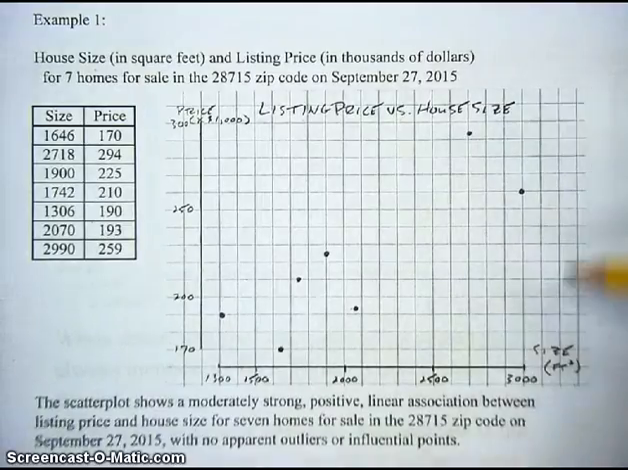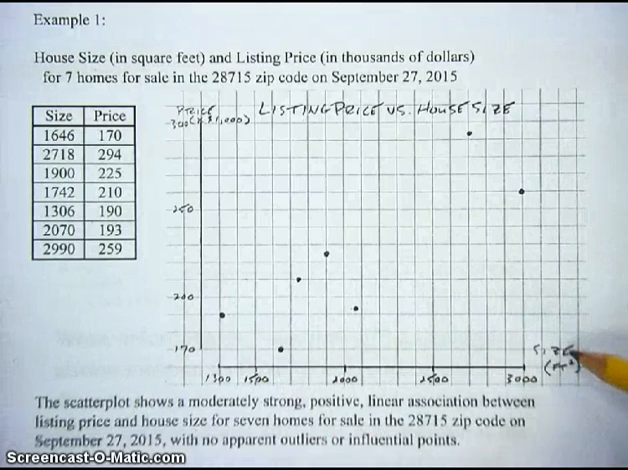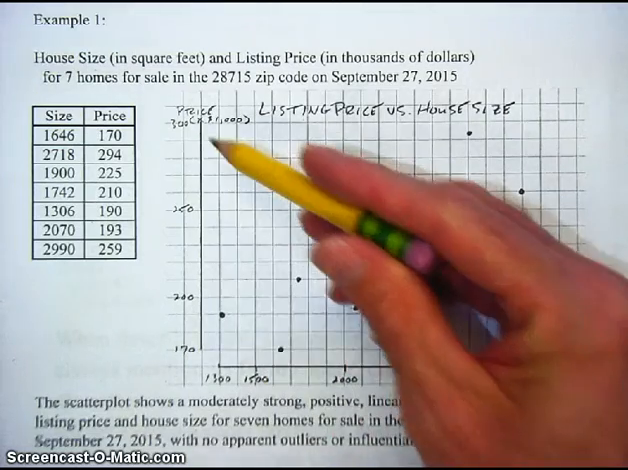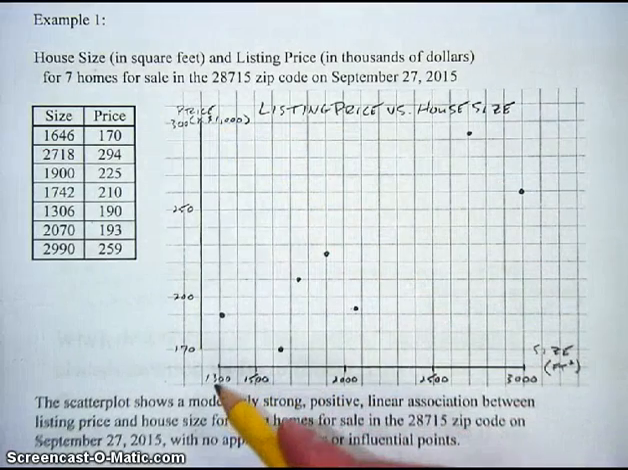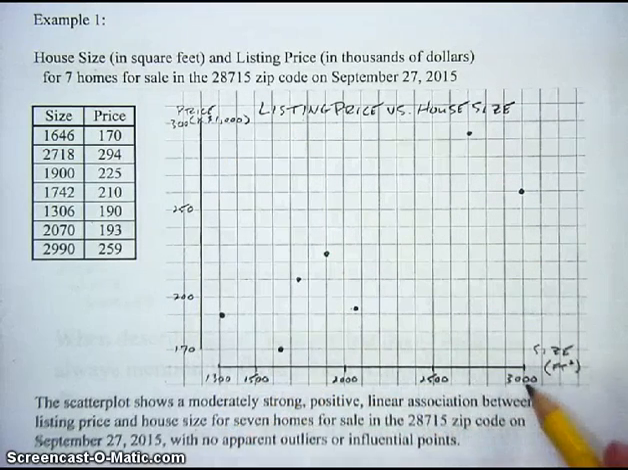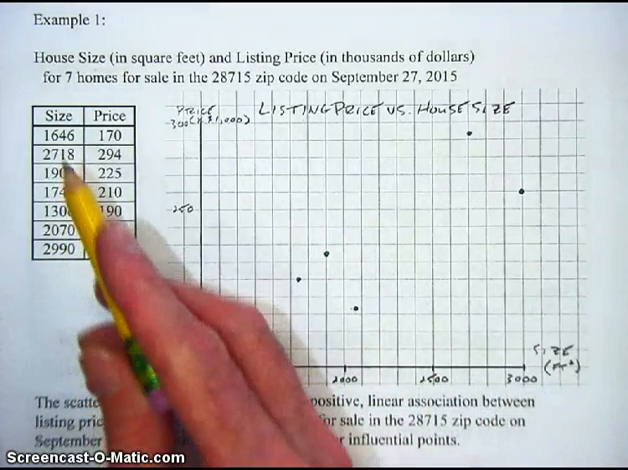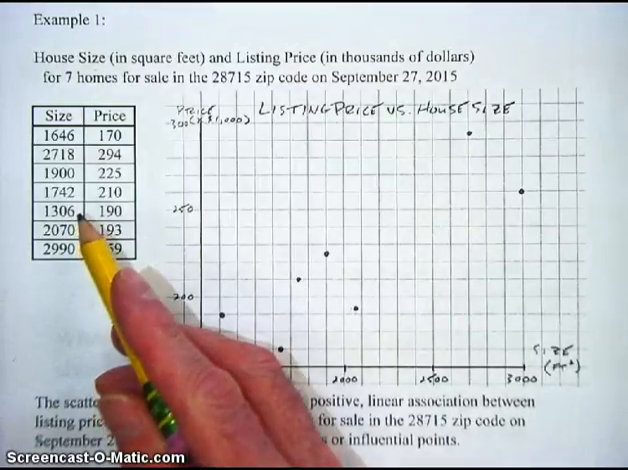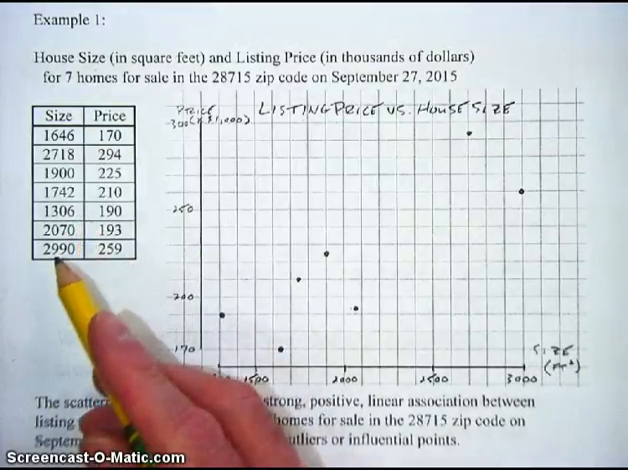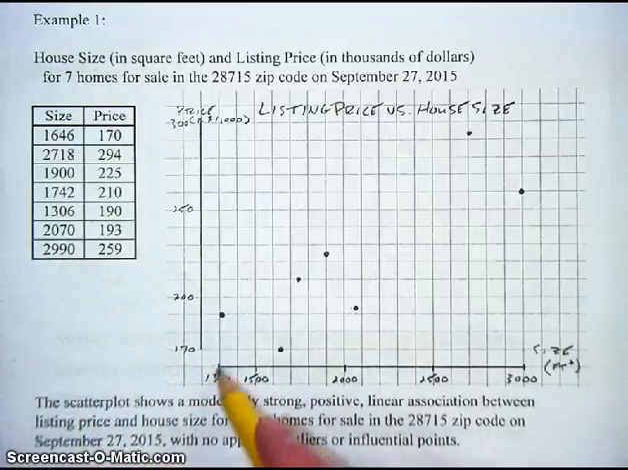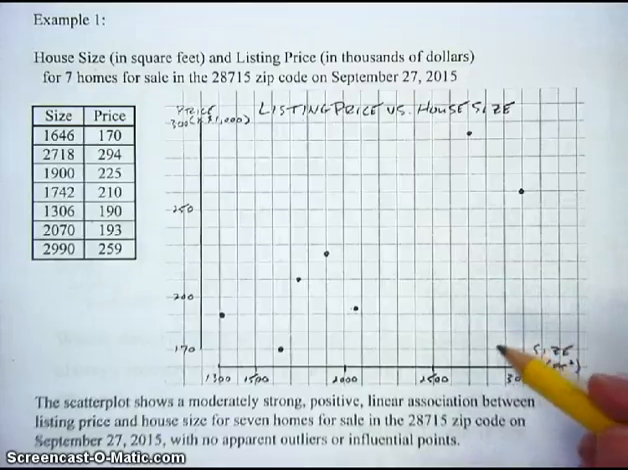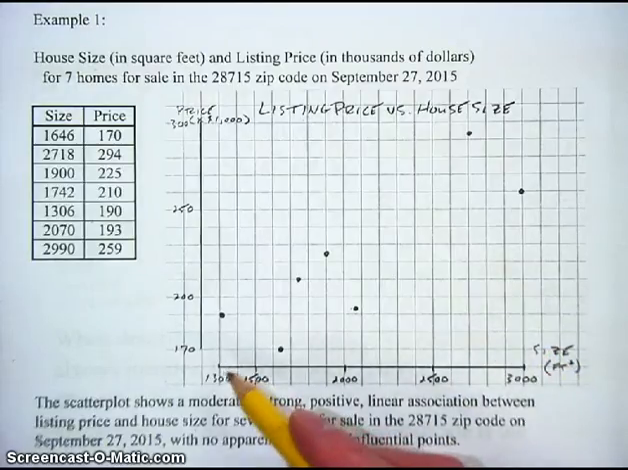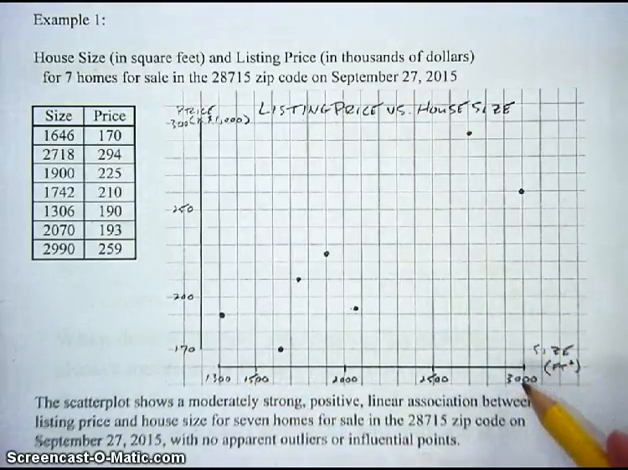Over here on the x-axis I have size in square feet. Up here on the y-axis I have price in thousands of dollars. And then I scaled my axis for size from 1,300 to 3,000 because the smallest value I have for size is 1,306 square feet. The biggest value I have for size is 2,990 square feet. So I just made my axis run from 1,300 to 3,000, and that would capture all the data and give you a pretty good idea about what the range of the data are just by looking at the axis.